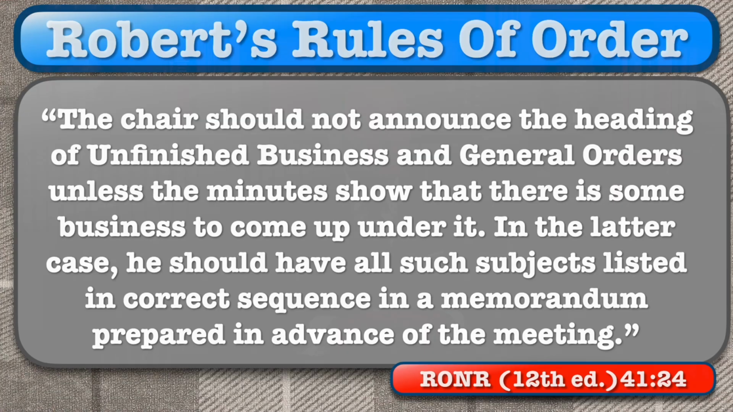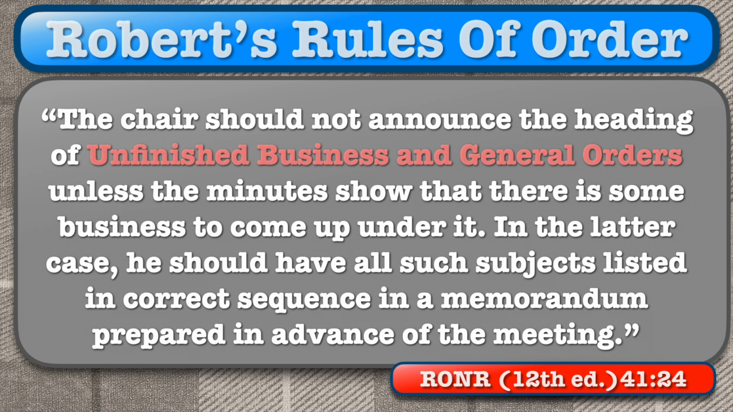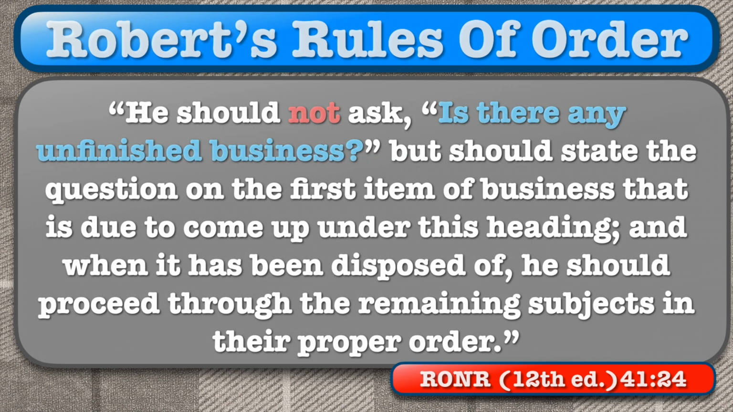That's why Robert's Rules of Order states, the chair should not announce the heading of unfinished business and general orders unless the minutes show that there is some business to come up under it. In the latter case, he should have all such subjects listed in correct sequence in a memorandum prepared in advance of the meeting. He should not ask, is there any unfinished business, but should state the question on the first item of business that is due to come up under this heading. And when it has been disposed of, he should proceed through the remaining subjects in their proper order.